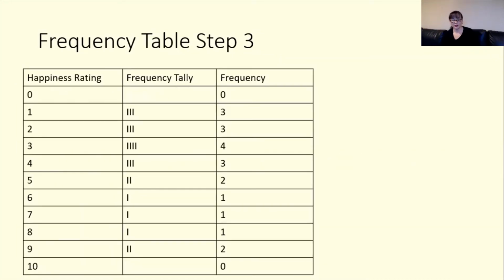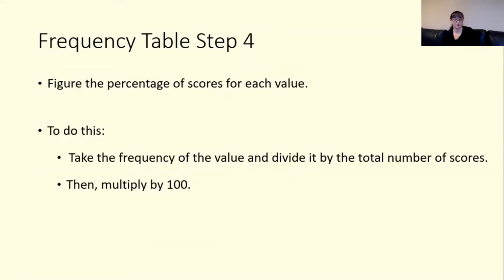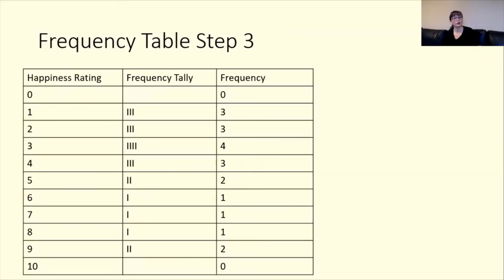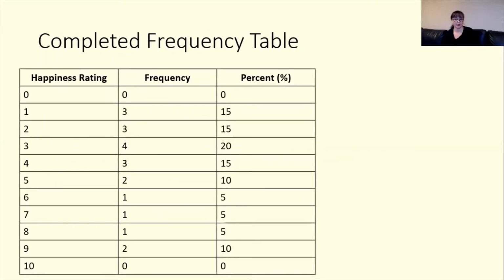And you'll notice kind of going from step 3 to step 4, I've actually taken out that frequency tally column. We really don't need that. We can think of our frequency column as replacing that. The tally column is really just kind of the work that we do in order to produce the frequency, and then we can calculate the percentage from there.